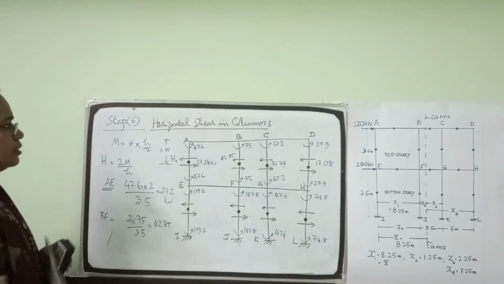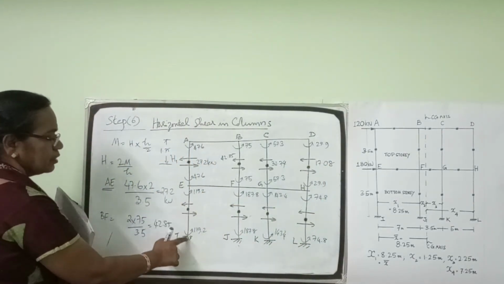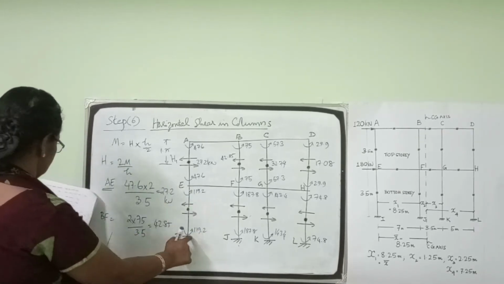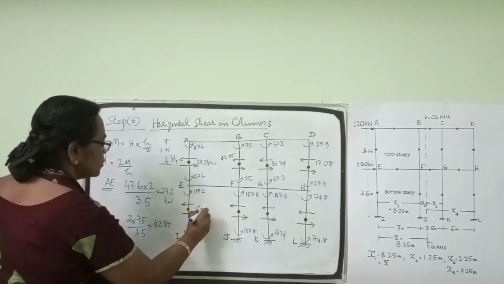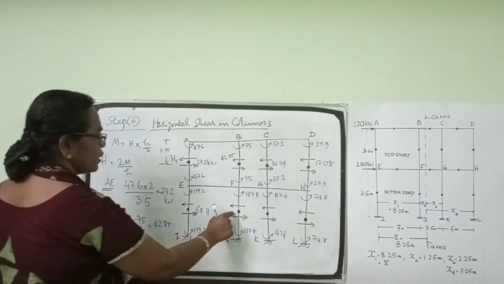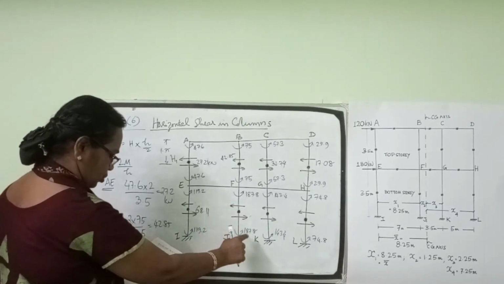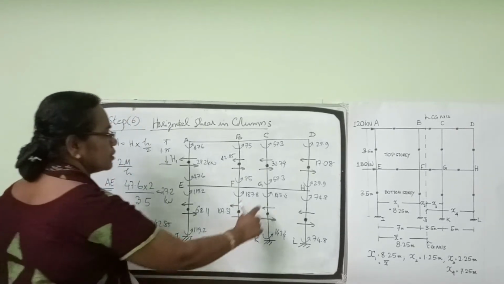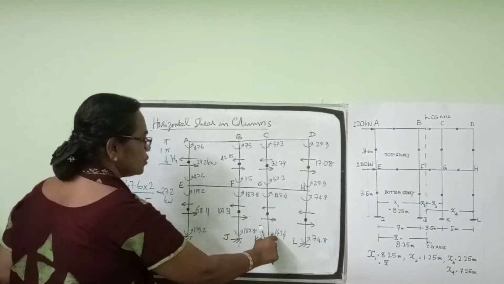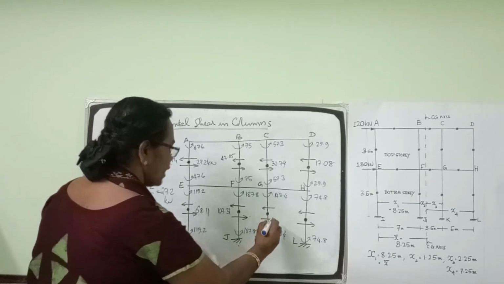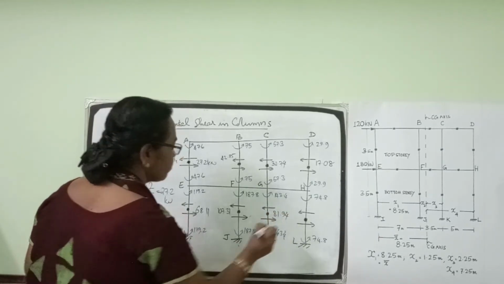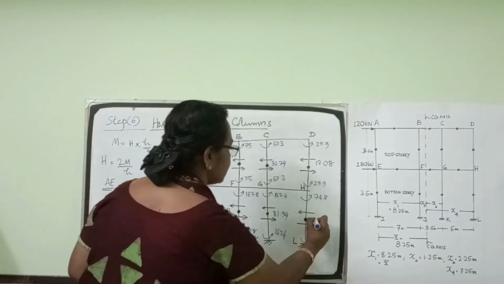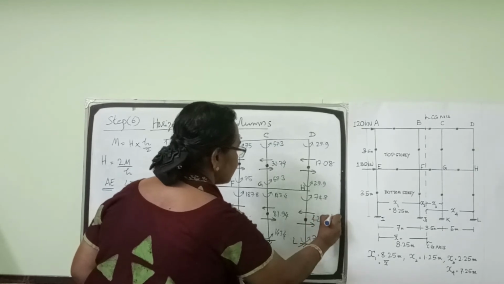Similarly, the shear force in the bottom story columns is 119.2 into 2 divided by 3.5. It will work out to 68.11. Shear will be 187.8 into 2 divided by 3.5, which is 107.31. Shear here will be 143.4 into 2 divided by 3.5, which is 81.94. And finally 74.8 into 2 divided by 3.5, which is 42.74.